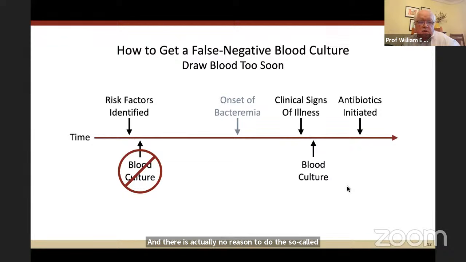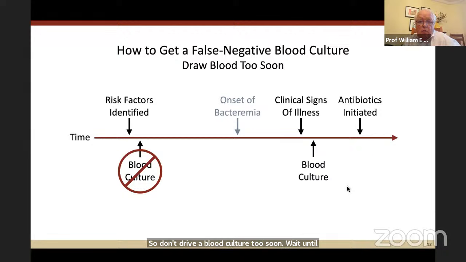Now, we've been managing babies at Stanford, certainly those 34 weeks or greater, by observing them for the clinical signs of illness, whether they have risk factors identified or not, and reserving blood cultures only for those babies who develop signs consistent with bacterial infection. At that point, we draw the blood culture and initiate antibiotics until the results of the blood culture become available. So don't draw the blood culture too soon. Wait until there's actually a reasonable probability that the blood culture will be positive.